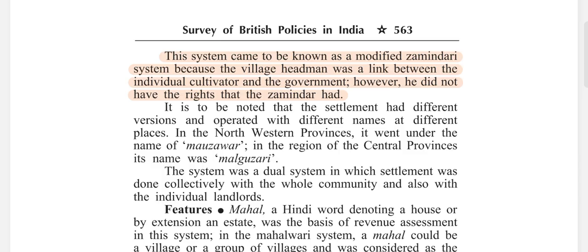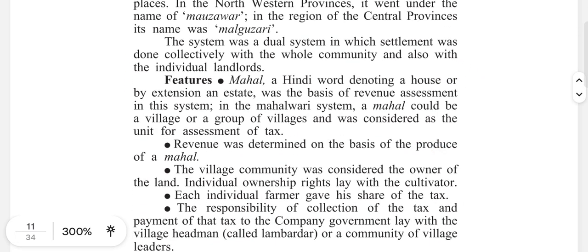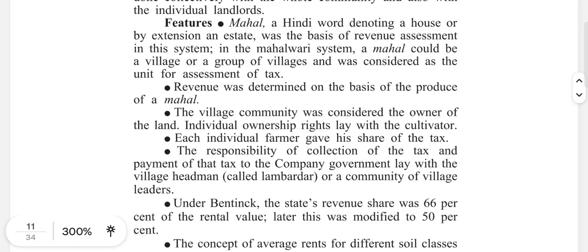In the northwestern provinces, it went under the name of Mahalwari. In the region of the central provinces, its name was Malguzari. The system was a dual system in which settlement was done collectively with the whole community and also with individual landlords. Features: Mahal, a Hindi word denoting a house or an estate, was the basis of revenue assessment in this system.